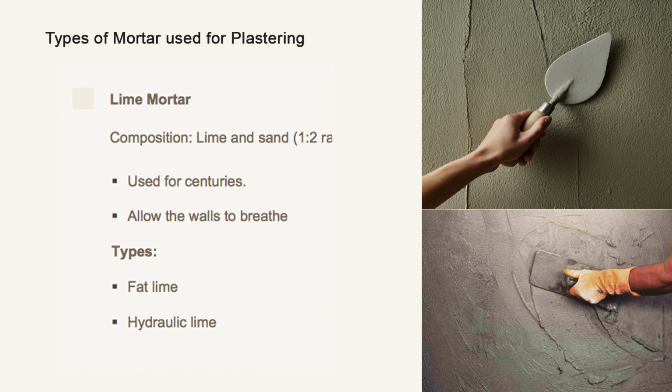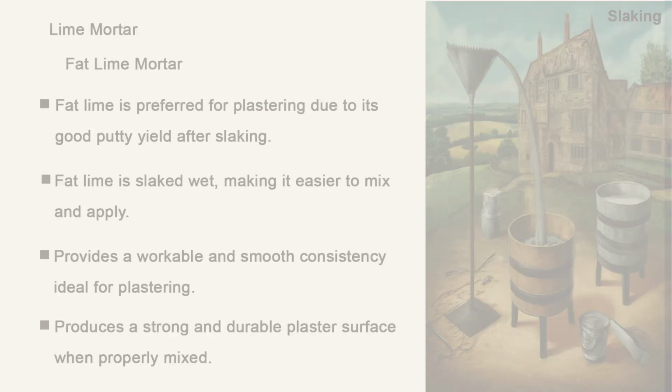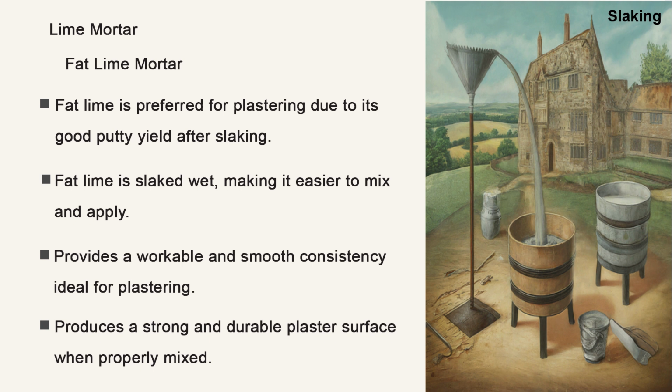First up, we have lime mortar. This one has been used for centuries, especially in older buildings. It is great because it is flexible and allows the walls to breathe, which is important for structures made of materials like brick or stone. The lime used for plastering can be either fat lime or hydraulic lime. Generally, fat lime is preferred for plastering because it yields good putty after slacking.